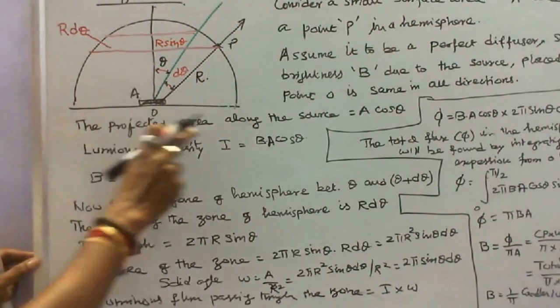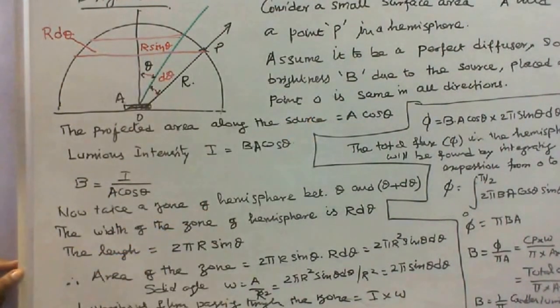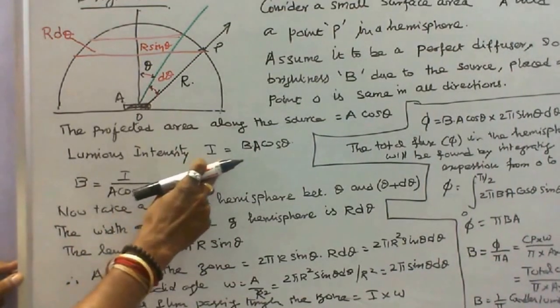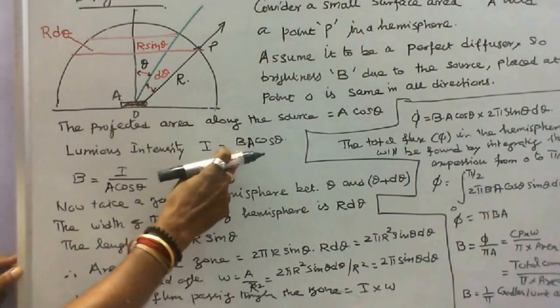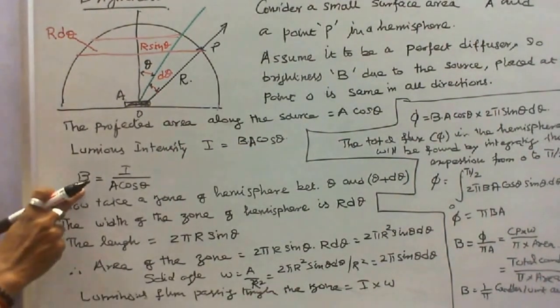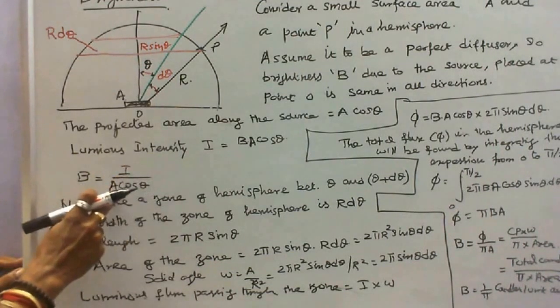The projected area along the source is equal to A cos theta. Luminous intensity I is equal to brightness B into A cos theta. Therefore, B or L is equal to luminous intensity divided by A cos theta.